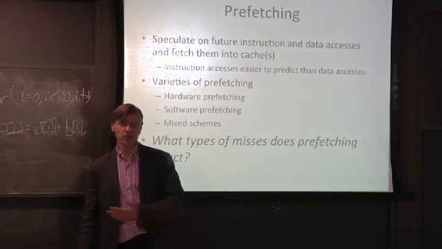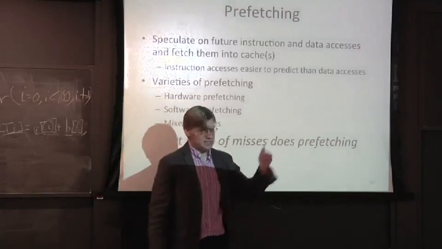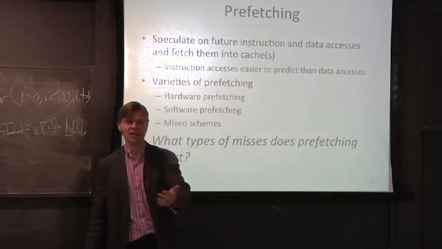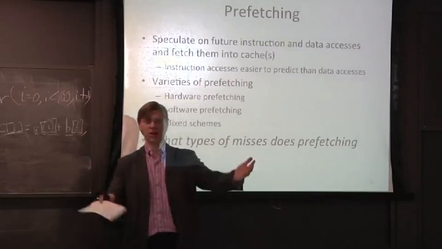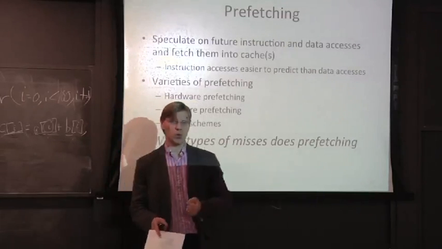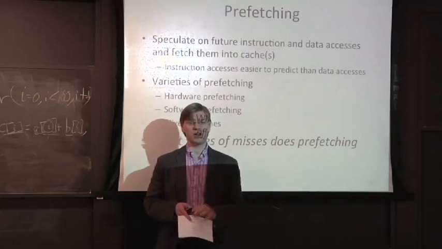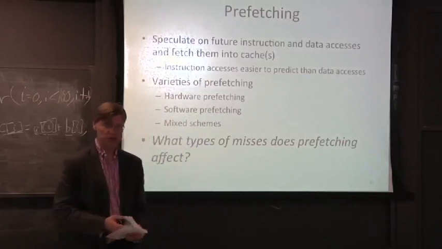Alternatively, the compulsory miss could just go away. If the prefetcher is really on its game, it can bring the data into your cache, and by the time you go to access that data, it is like it's clairvoyant, if you will. It already knows the data that you were going to access in the future, and it's already pulled it in, and when you go to access it, it's already there. So prefetching can have some pretty big benefits there.